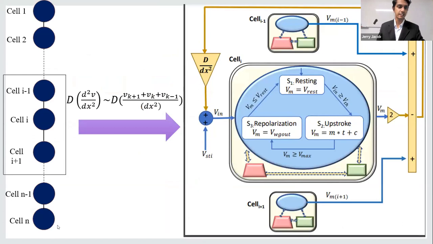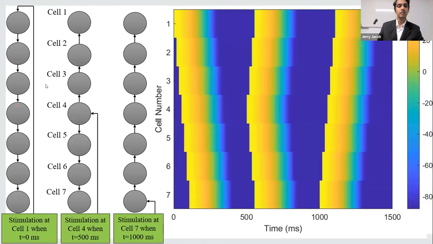The given illustration comprises n cells connected together. Cells i minus 1 and i plus 1 are enlarged. Among them, cell i is shown in detail with a state controller comprising a resting state S1, an upstroke state S2, and a repolarization state S3. The figure shown here comprises 7 cells coupled together. Stimulations are applied at cell 1 when time t is 0 milliseconds, cell 4 when t is 500 milliseconds, and cell 7 when t is 1000 milliseconds.